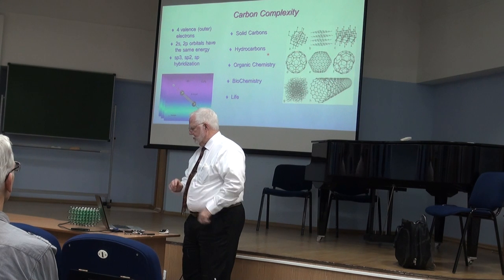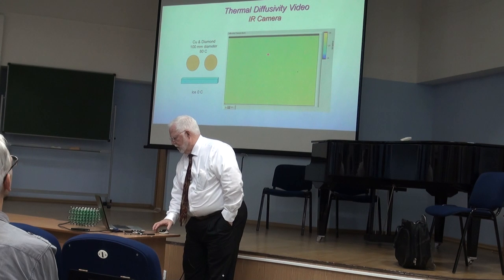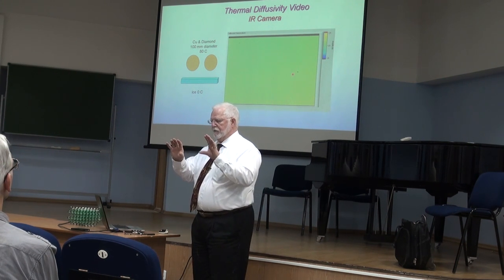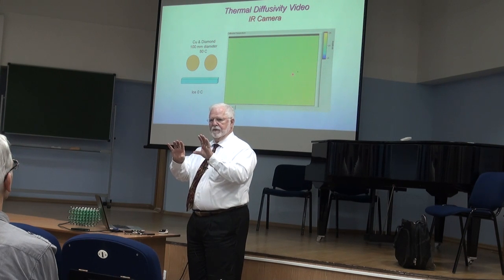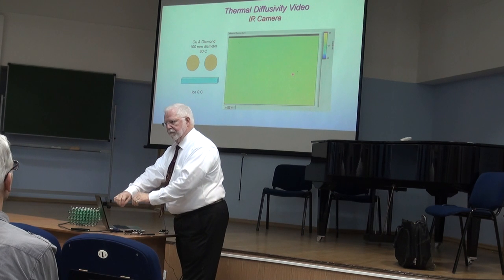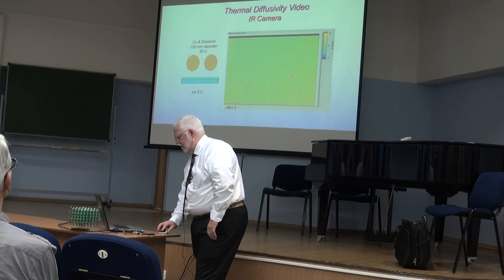So now I'm going to switch and talk a little bit about the properties of diamond. So here I'm going to show you a video of what happens when I take two plates, one of diamond, one of carbon, about 100 millimeters in diameter, and just put them on a block of ice. Now I've heated these plates.